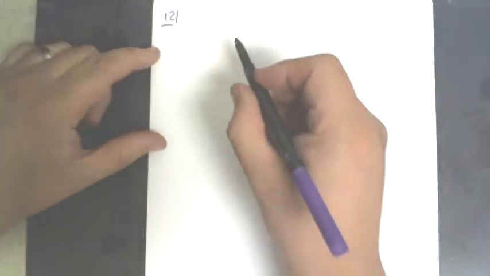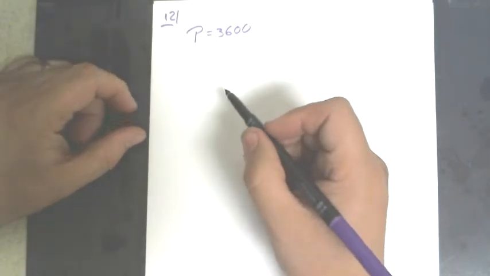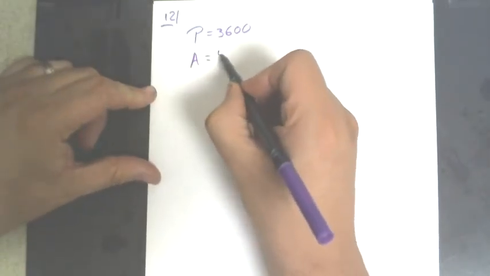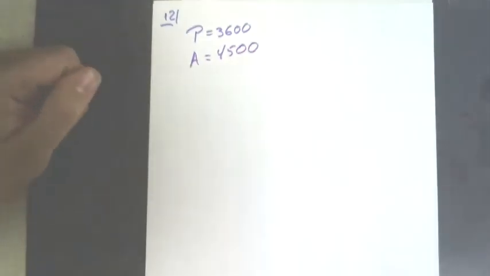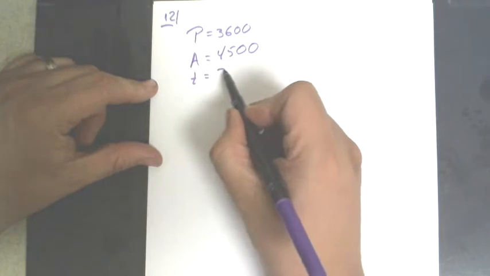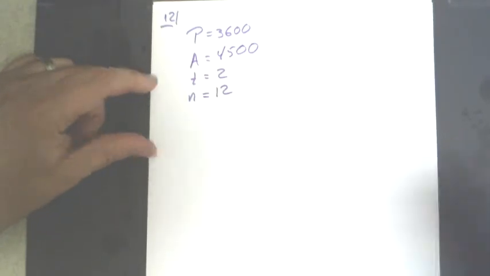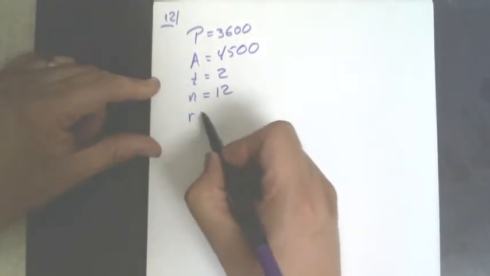Number 12. Use the interest formula in question 2. Find the interest rate necessary for a principal of 3,600 to grow to an amount of 4,500 in 2 years, compounded monthly. So time is 2 years, compounded monthly, so n is 12. And we're asked to find the interest rate.